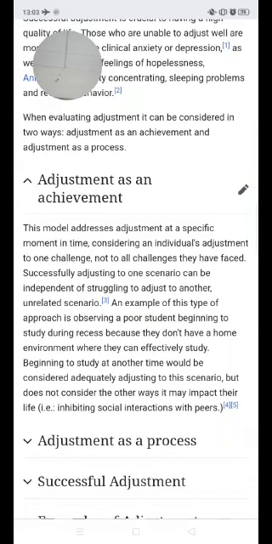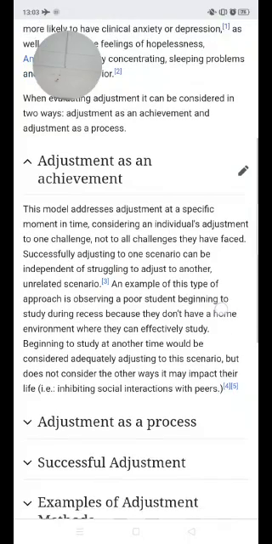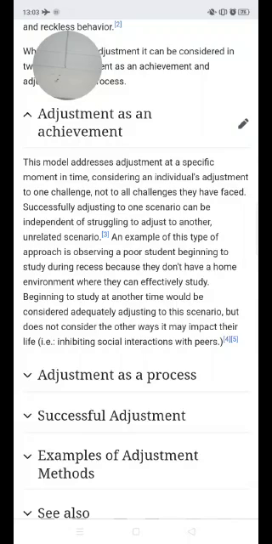An example of this type of approach is observing a poor student beginning to study during recess because they don't have a home environment where they can effectively study. Beginning to study at another time would be considered adequately adjusting to this scenario, but does not consider the other way it may impact their life.